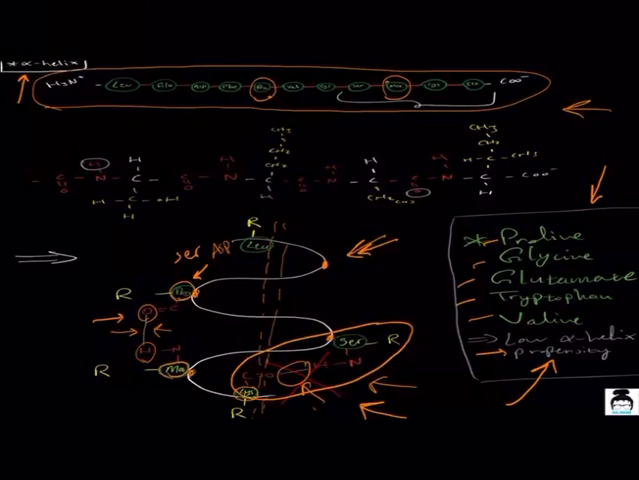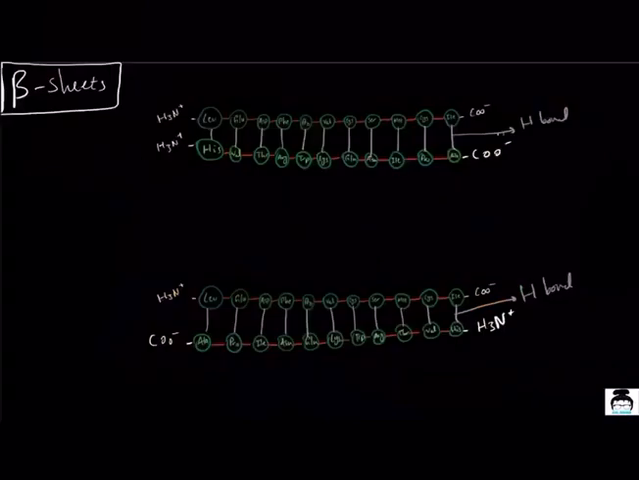So alpha helix is one type of secondary structure. And as we said, it is when this primary structure sort of changes shape. When it changes shape, it creates this secondary structure called an alpha helix. Now, beta sheets are another example of secondary structure.